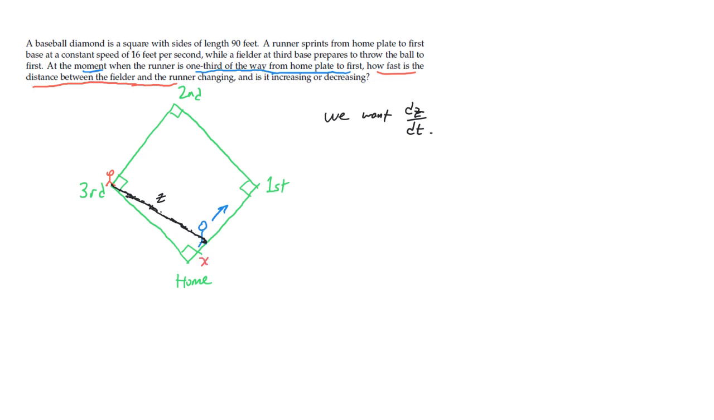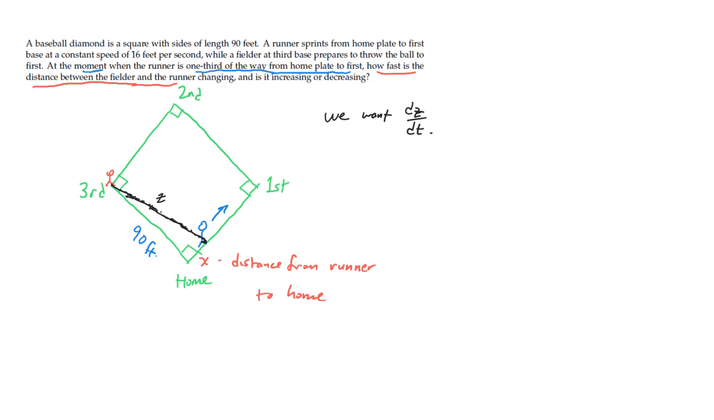But it seems like this distance x, distance from runner to first, or sorry, runner to home, seems like something we might want to keep track of. And then another distance in this triangle that seems important is the other leg of this right triangle, which is 90 feet. Because that is 90 feet, and the length of that base path never changes, we might as well just call it 90 feet.